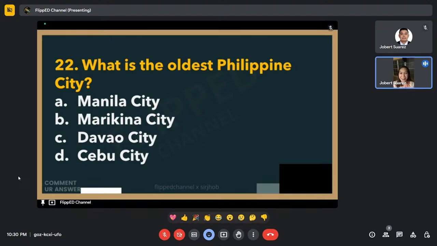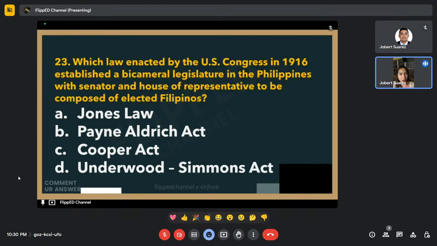Okay, the correct answer for number 22, the oldest city in the Philippines is letter D. Everyone is correct, it's Cebu. Number 23, which law enacted by the U.S. Congress in 1916 established a bicameral legislature in the Philippines with the Senate and House of Representatives to be composed of elected Filipinos?